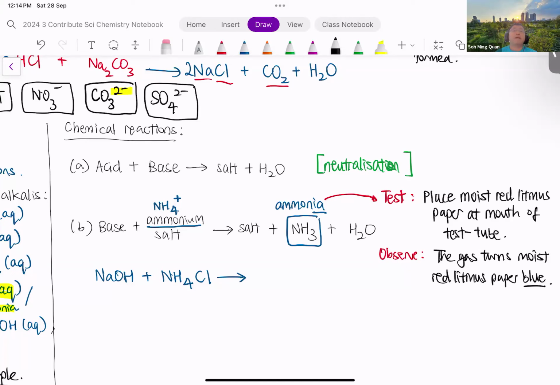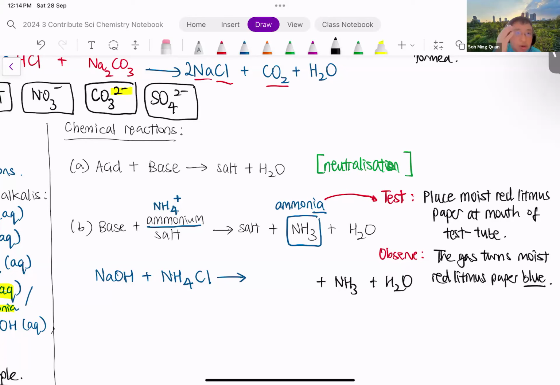So base, any base like sodium hydroxide, calcium hydroxide, plus ammonium salt forms salt plus ammonia gas plus water. So now you do an example. We have sodium hydroxide plus ammonium chloride. So what is the salt formed? I know I must get ammonia gas and water, so I can write down first, ammonia gas plus H2O.